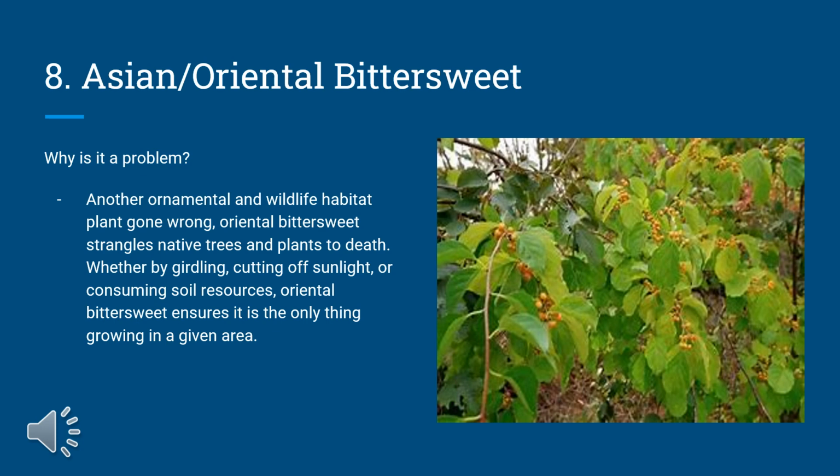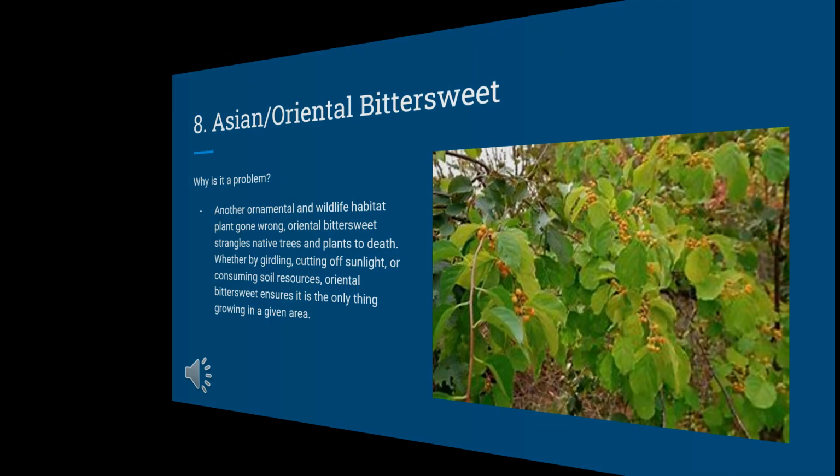Number 8. Asian Oriental Bittersweet. Why is it a problem? Another ornamental and wildlife habitat plant gone wrong. Oriental bittersweet strangles native trees and plants to death, whether by girdling, cutting off sunlight, or consuming soil resources. Oriental bittersweet ensures that it is the only thing growing in a given area.